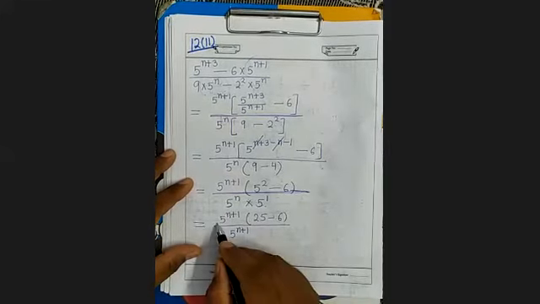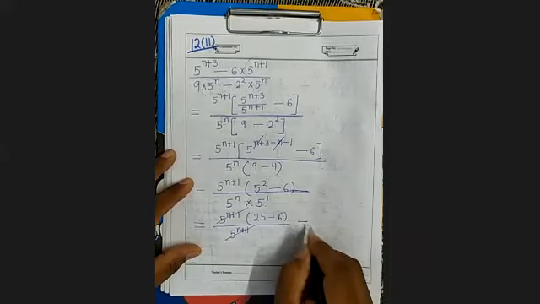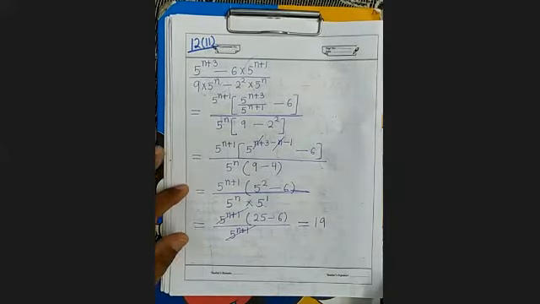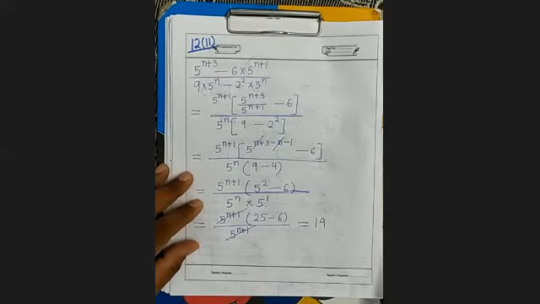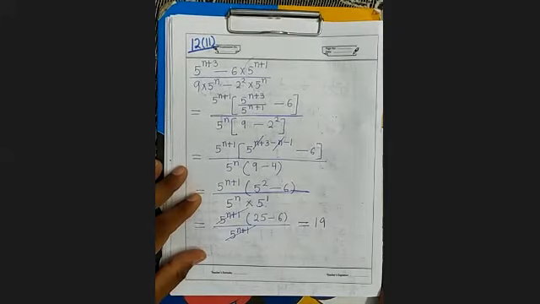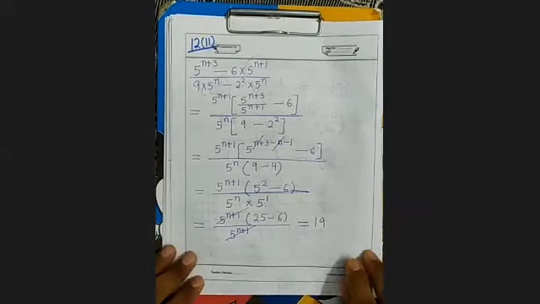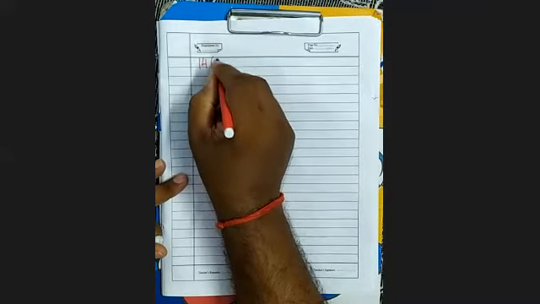Now if you see here, this and this is same, you can cancel out. On cancelling out, what will you get? 19. So this is the answer. Now see one more question here. All the questions are very simple. I am doing question number 14, first part.